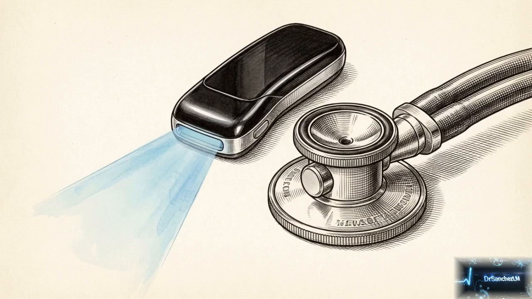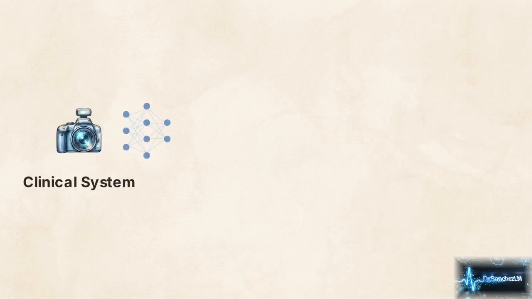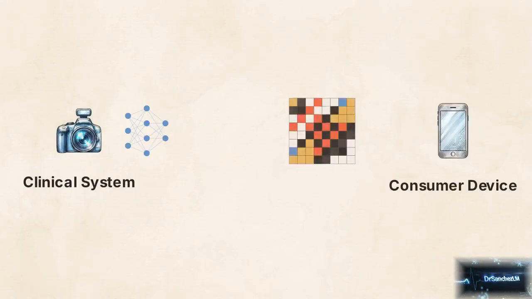Looking ahead, these point-of-care spectroscopy devices will continue to shrink until they are as ubiquitous and miniaturized as the modern stethoscope. At the same time, consumer smartphone apps will achieve clinical-grade accuracy through transfer learning. Transfer learning is a machine learning technique that takes a model trained on high-quality clinical data and adapts it to work accurately with noisy, lower-resolution camera hardware.